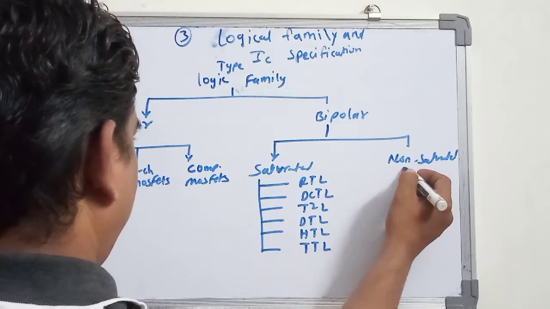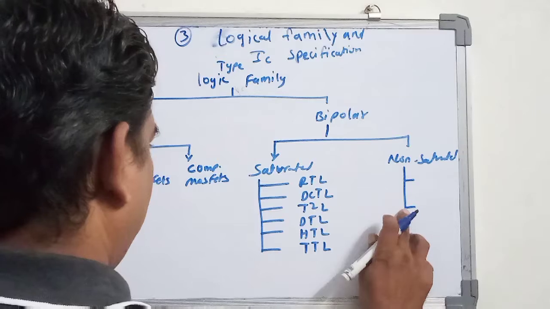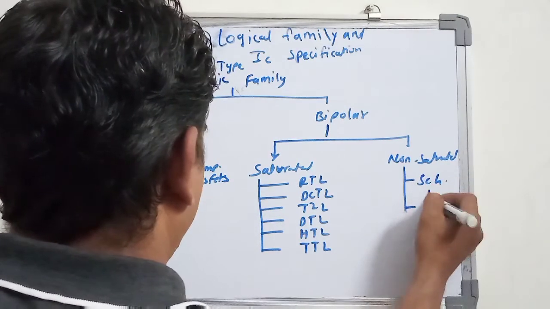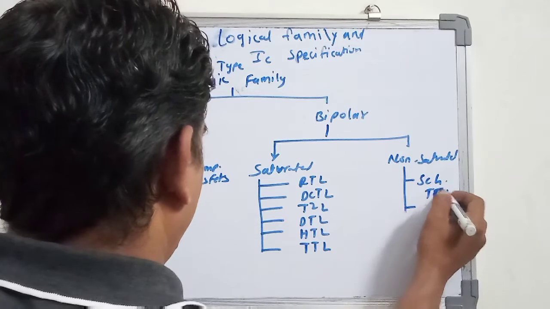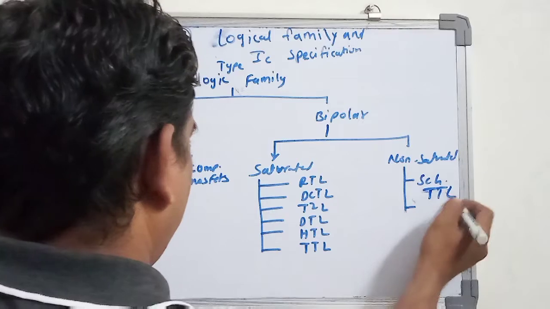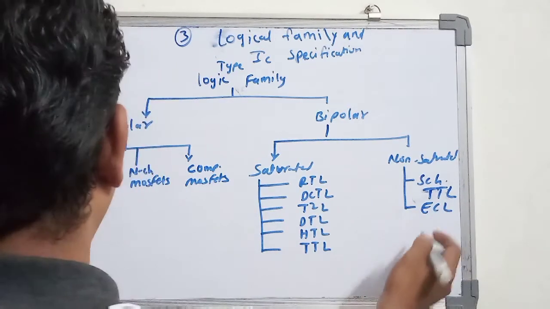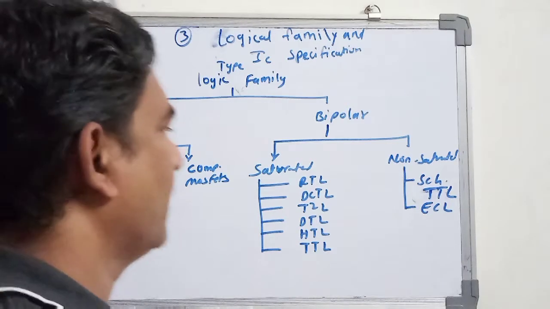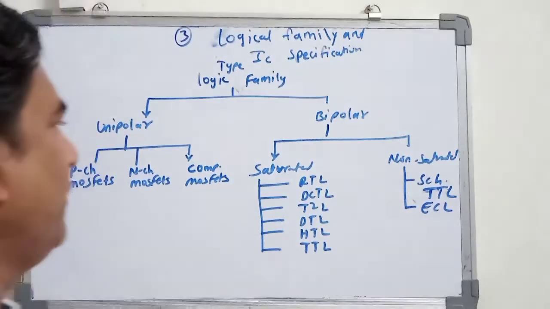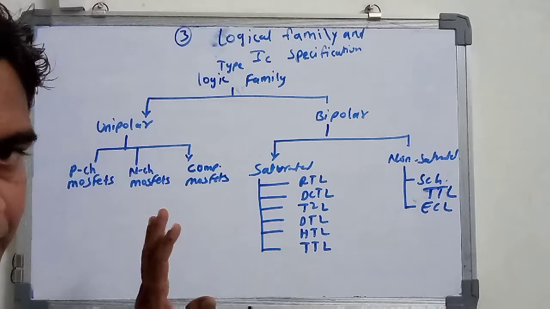Now in the non-saturated, it has been classified into the two types. Non-saturated has been classified into two types, that is a Schottky TTL, and second is the ECL, that is a emitter coupled logic. Okay, so here in this particular chart, it is very much easy for you to understand how the logical family has been classified.